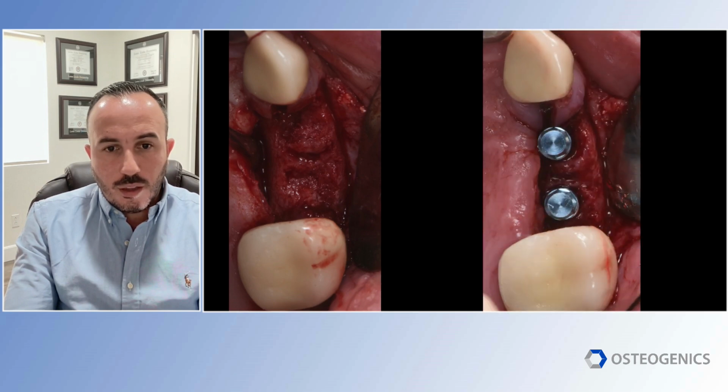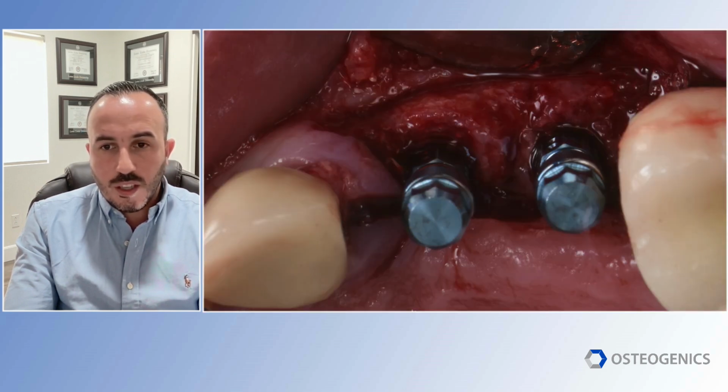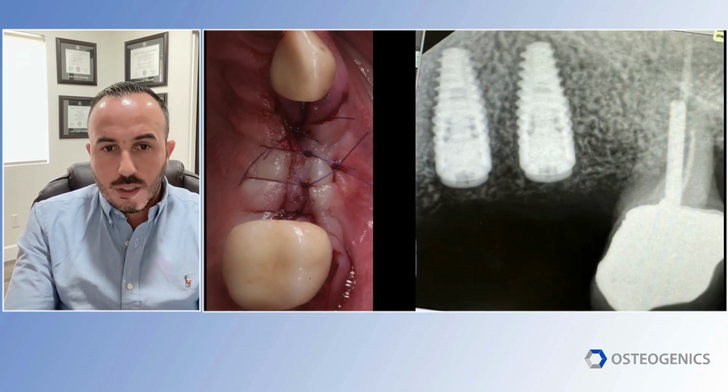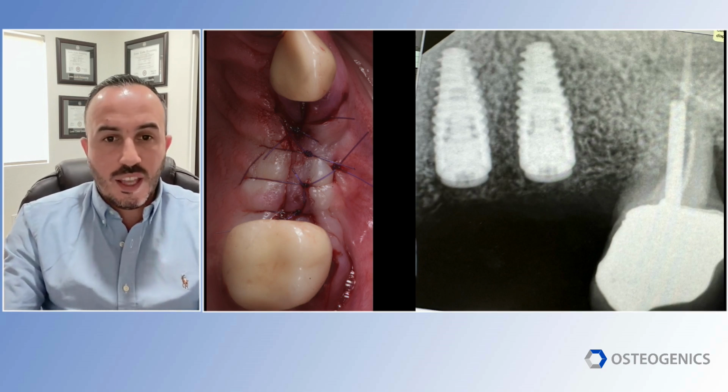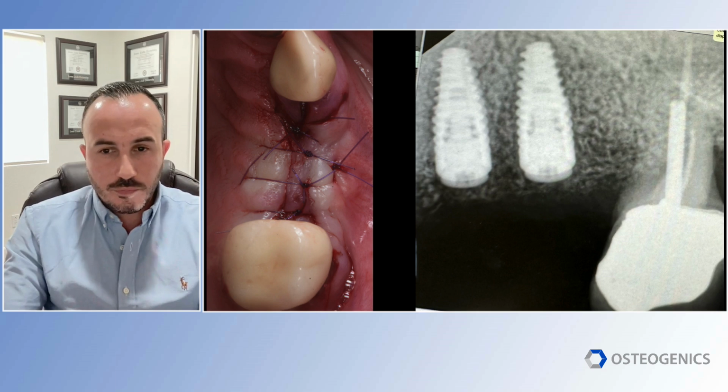And this is at the time of the implant placement. We place both implants. We have nice bone on the buccal. We're trying to follow all the rules. And we close it back. And then I'll do some soft tissue management at the time of the uncovery.